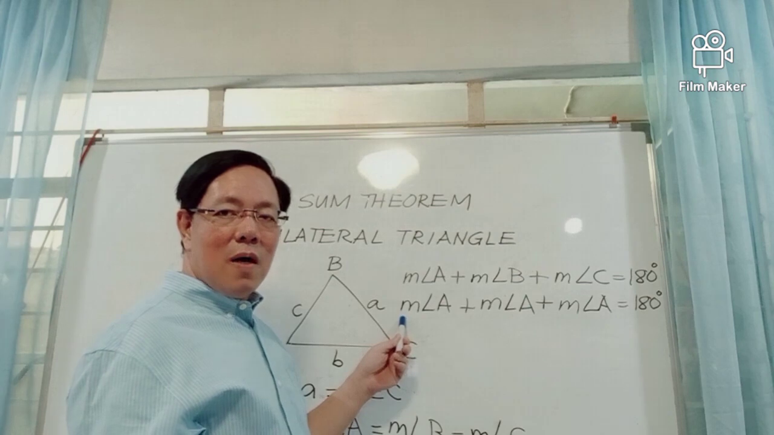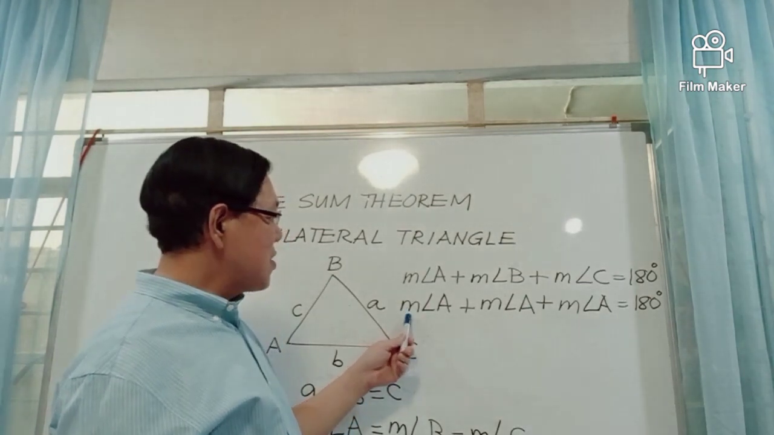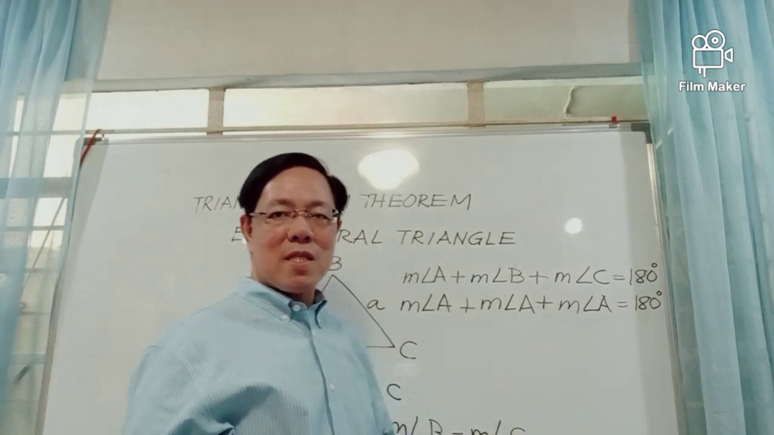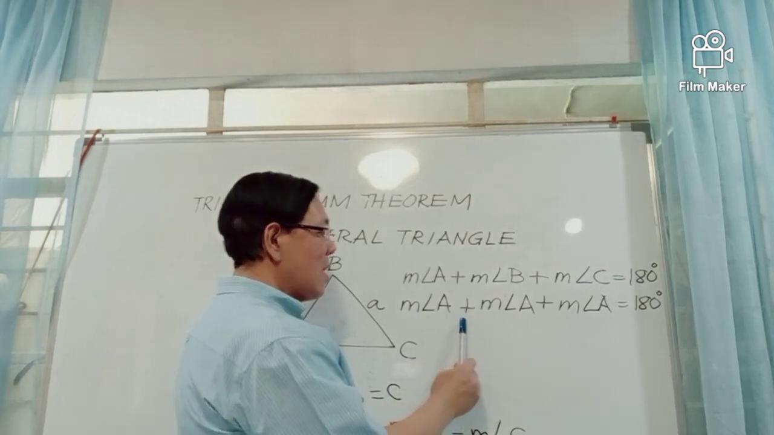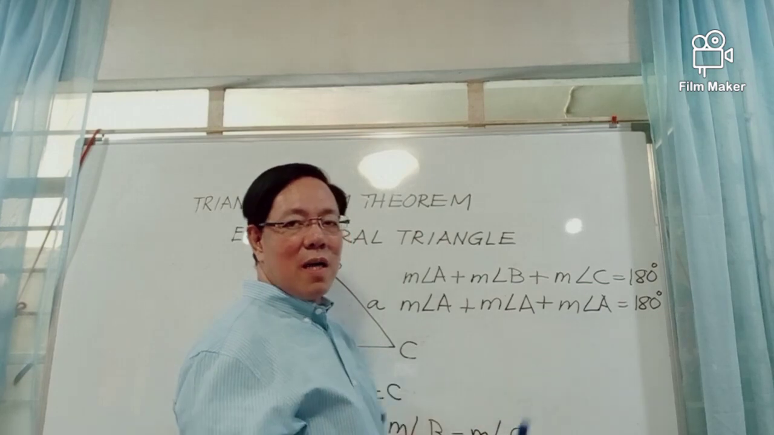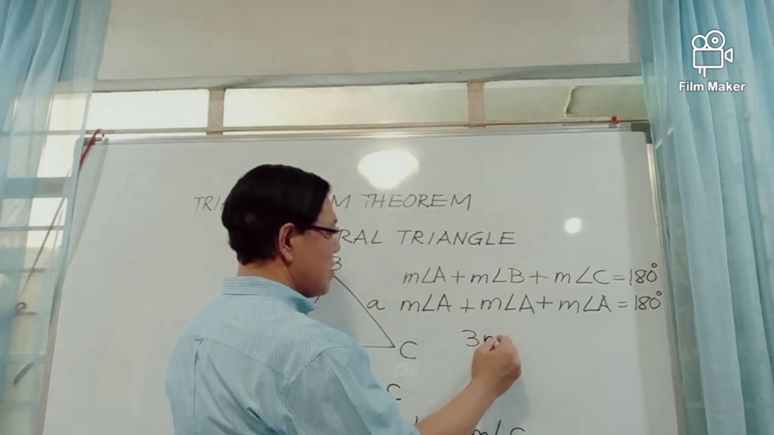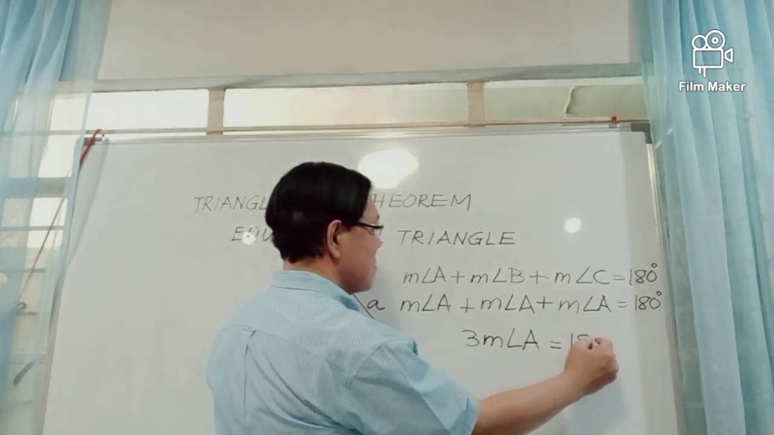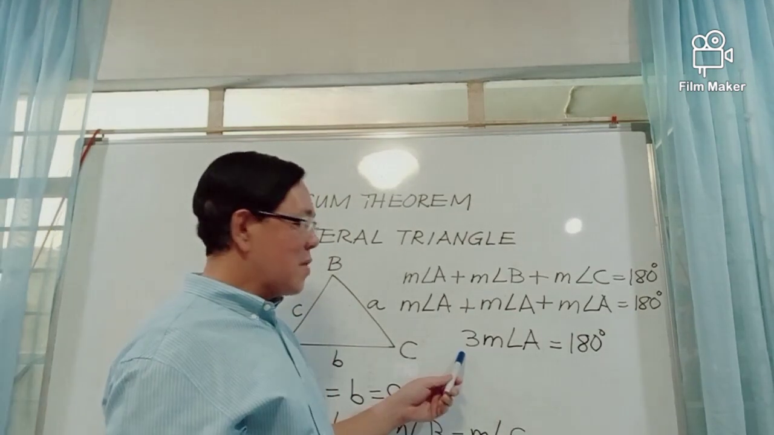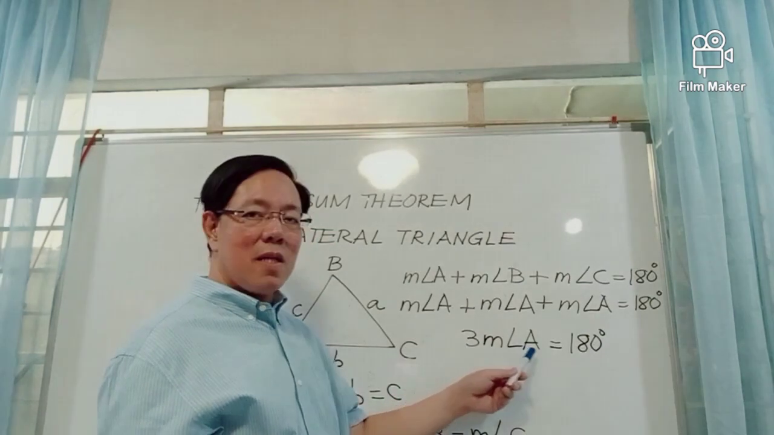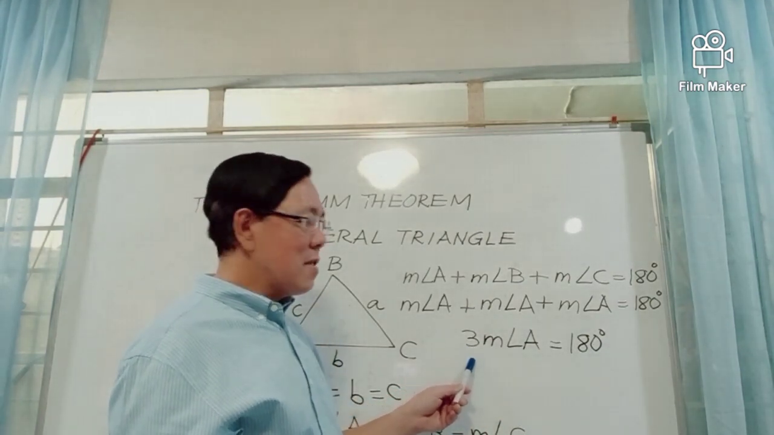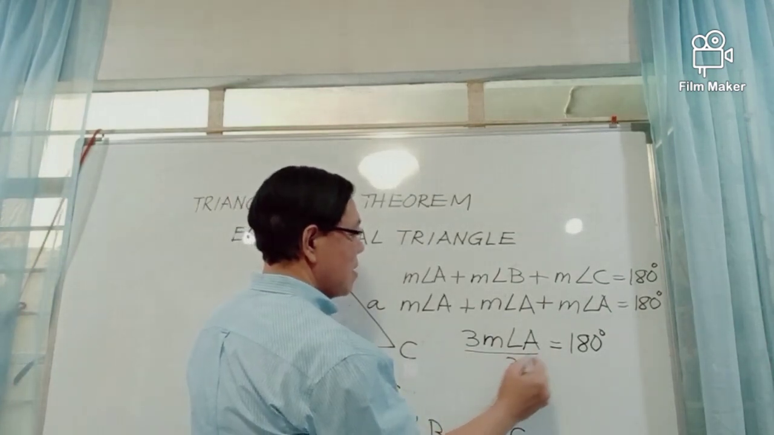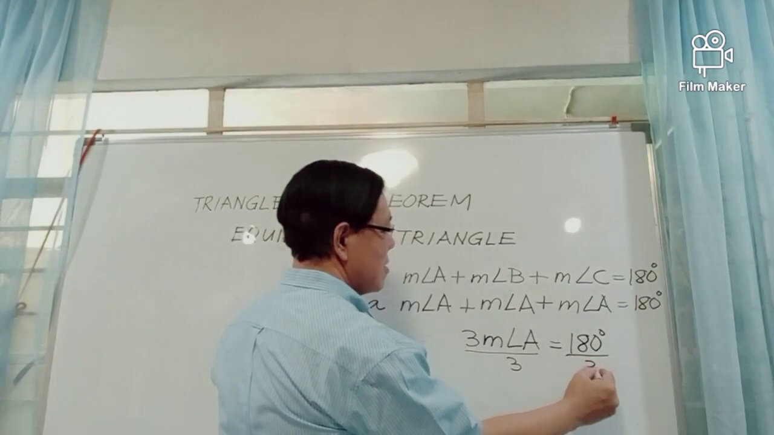And by addition of algebraic expressions in algebra, the measure of angle A plus the measure of angle A plus the measure of angle A, that means we have added the measure of angle A to itself 3 times. So the sum is equal to 3 times the measure of angle A, and this is equal to 180 degrees. From this equation, we can now obtain the measure of angle A by dividing both sides of this equation by 3. We divide the left side by 3, and we divide the right side by 3.